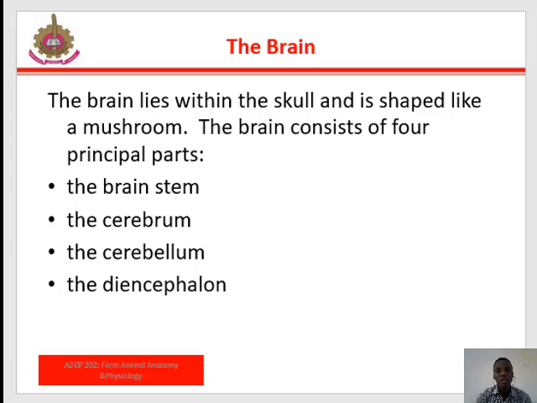Then we also have the cerebellum as part of the brain. The cerebellum is located behind and below the cerebrum. Then we have the diencephalon. The diencephalon is also known as the forebrain stem. It includes the thalamus and the hypothalamus. The thalamus is where sensory and other impulses go and collapse. Then the hypothalamus is the smaller part of the diencephalon.